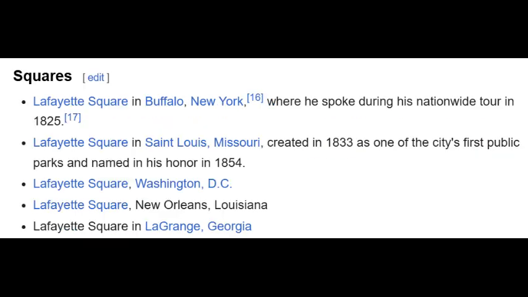Squares, we have Lafayette Square in Buffalo, New York, where he spoke during his nationwide tour in 1825. Yeah, right. Lafayette Square in St. Louis, Missouri, created in 1833 as one of his first public parks. Lafayette Square, Washington, D.C., Lafayette Square, New Orleans, Louisiana, Lafayette Square in LaGrange, Georgia.